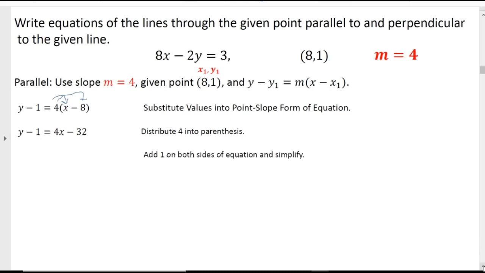We're going to add 1 on both sides of the equation so that we can simplify. And we end up with y equals 4x minus 32 plus 1, which will be y equals 4x minus 31. So this is our parallel equation.